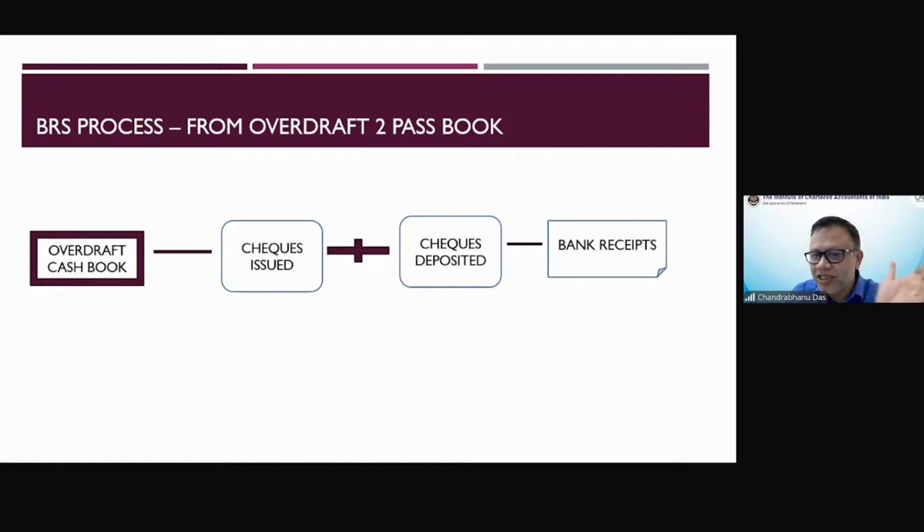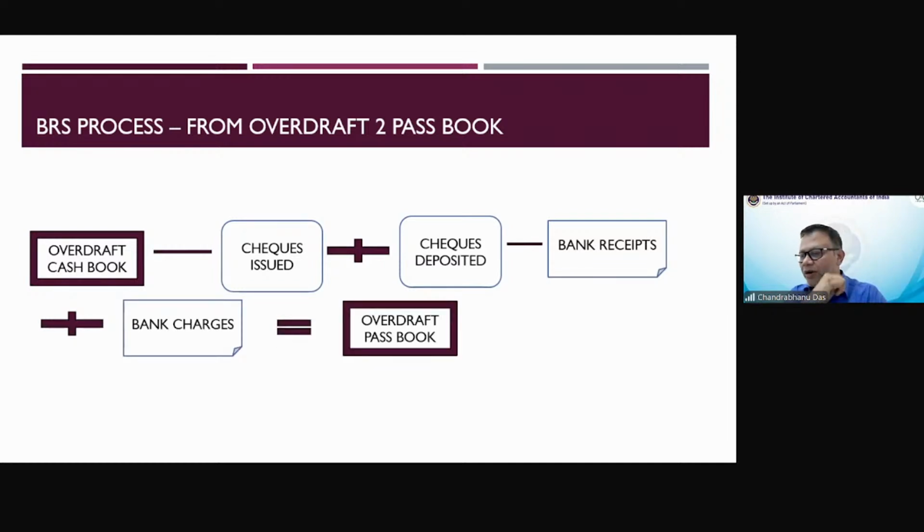Now since I am going toward the passbook, I will minus the bank receipt, because bank receipts in overdraft passbook will decrease the passbook balance, and bank charges in overdraft passbook will increase the passbook balance. So this is the formula for the overdraft passbook. I hope it is clear to all of you. If it is not clear, look at it again and again. Again and again it will get clear.